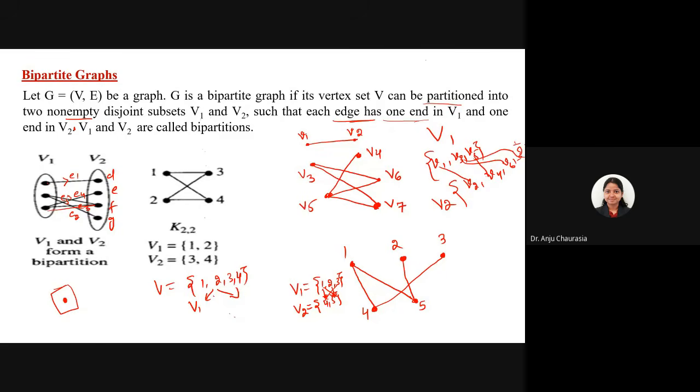Got it, everyone? Yes, ma'am. Yes, ma'am. Yes, ma'am. Everyone? Now, one thing you have to notice. एक चीज notice करना है अभी.